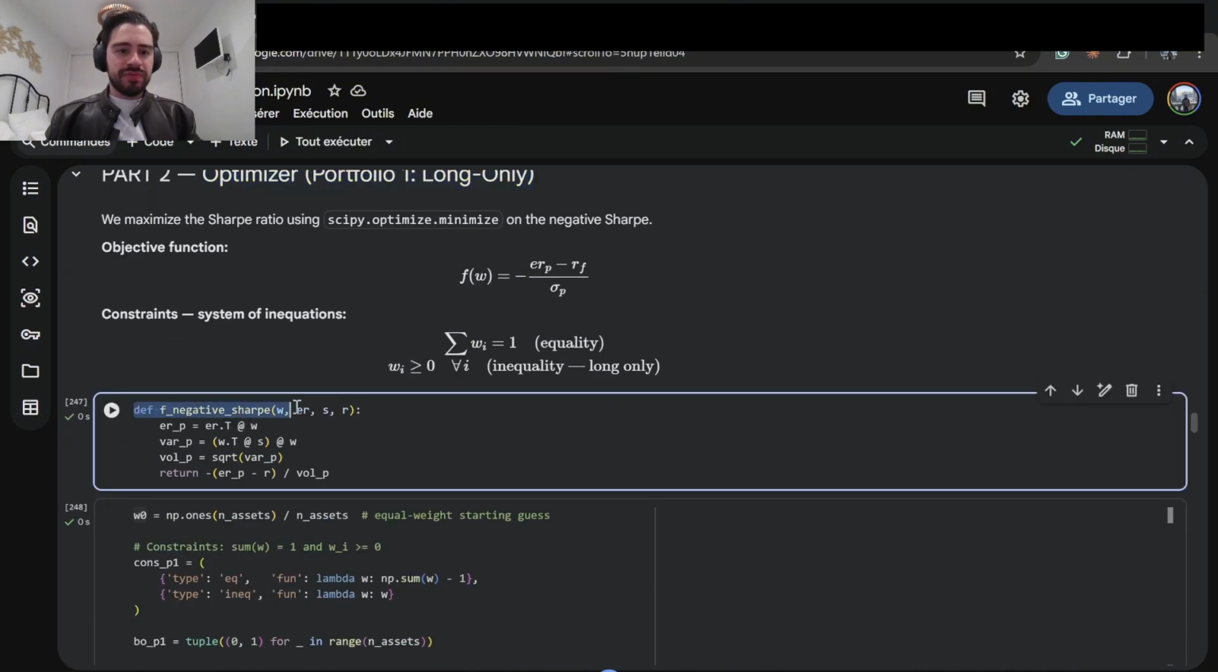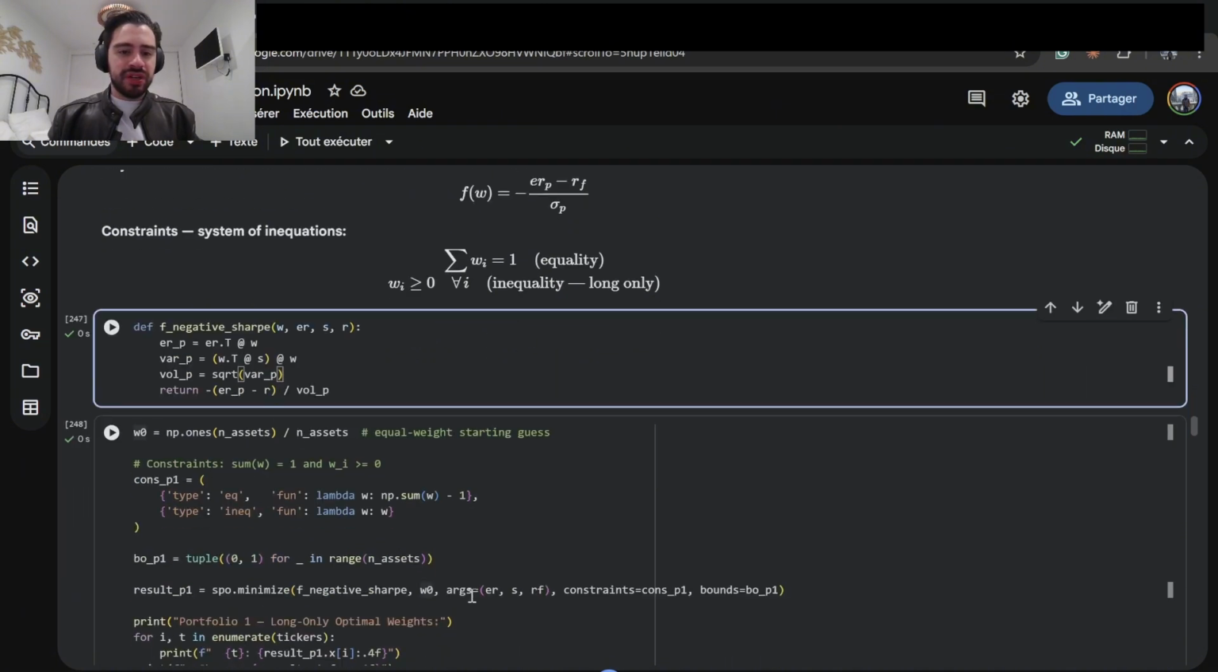We start by using the negative Sharpe function. You don't maximize a function, you actually minimize the negative of the function. Here we have all the formulas we worked with before, and it's very important because part of them are the arguments, and you're going to return the negative Sharpe ratio based on these values.